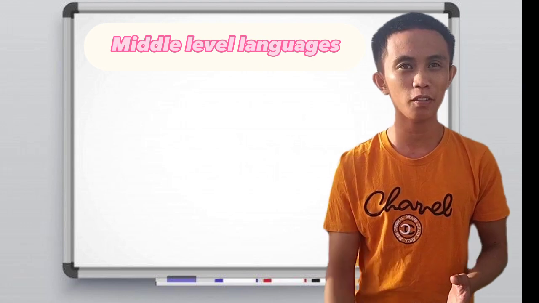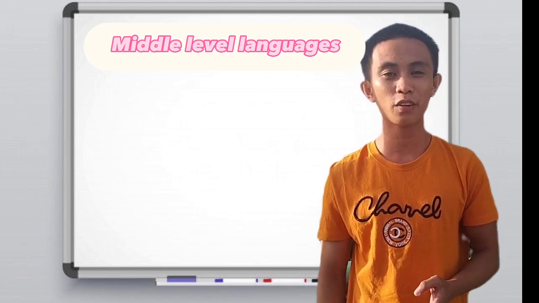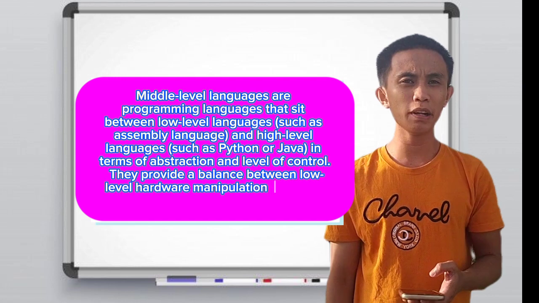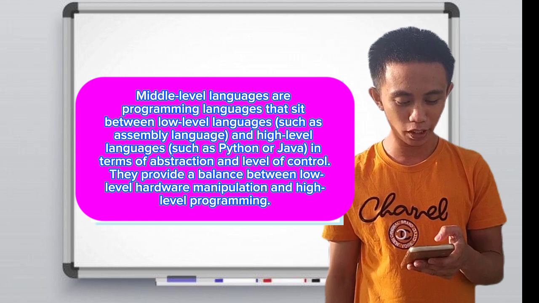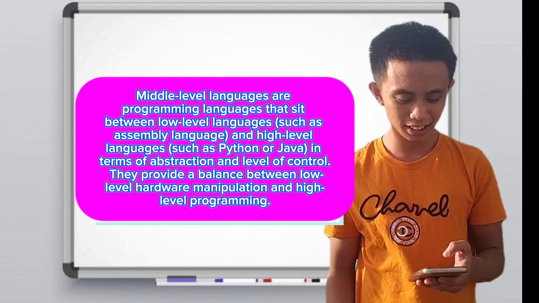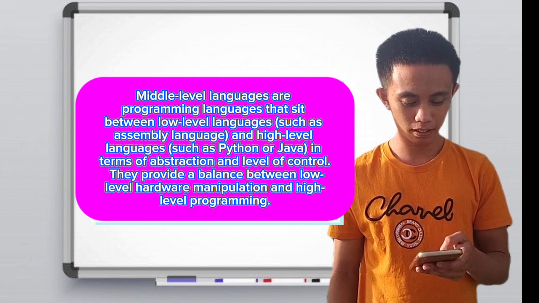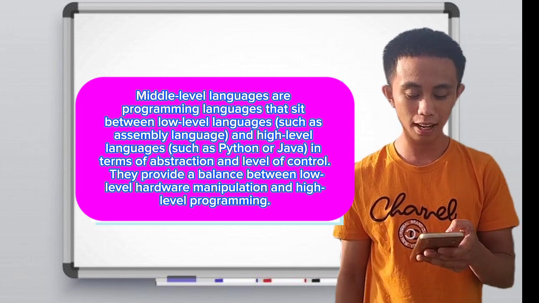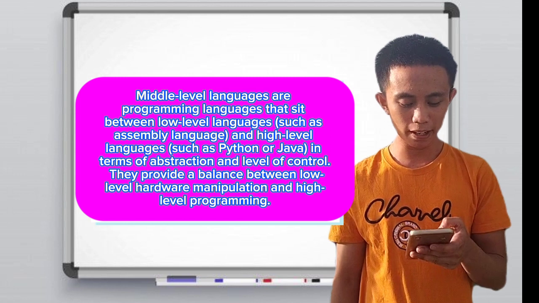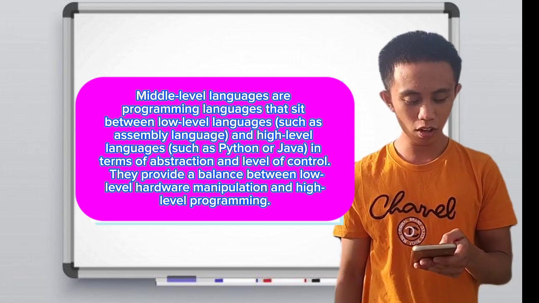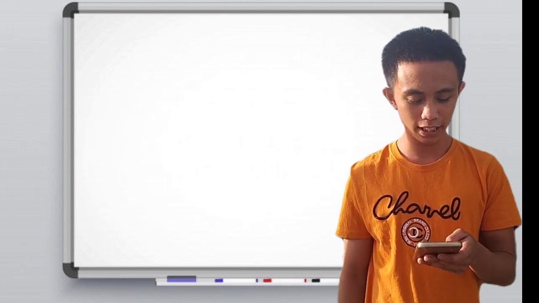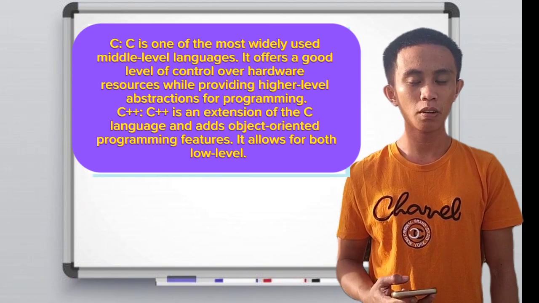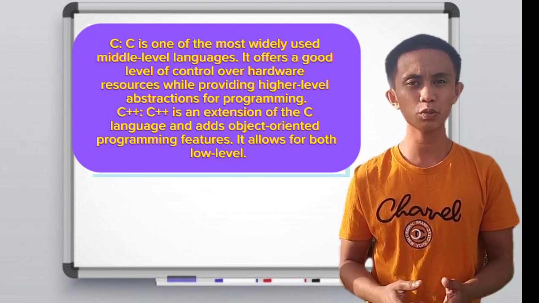So let's move on to the second, which is the middle level language. A middle level language is a programming language that sits between low level language and high level languages such as Python or Java in terms of abstraction and level of control. They provide a balance between low level hardware manipulation and high level language convenience. So here are the examples of middle level language. First we have C. Second we have C++.